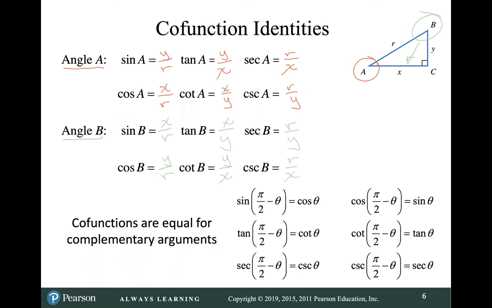Now what we want to do with these is pair them off and say angle A and angle B are complementary angles. And that's where the name cofunction comes from. They come from complementary angles, right? So angle A and angle B are complementary, meaning that they add up to 90 degrees.